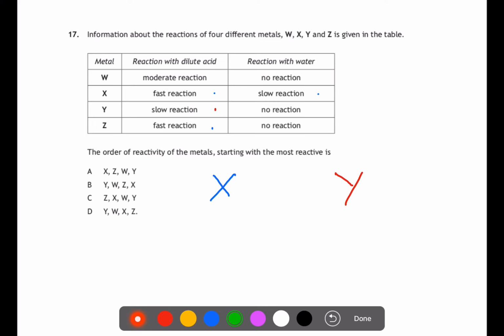And then we need to order the other 2. We have Z and we have W. So Z reacts quickly with acid, so will be second most reactive, and W has a moderate reaction. This means that our answer is A.